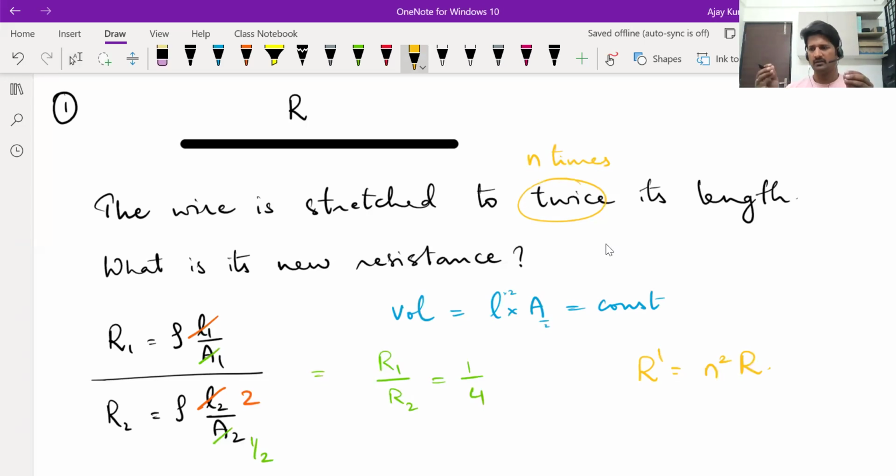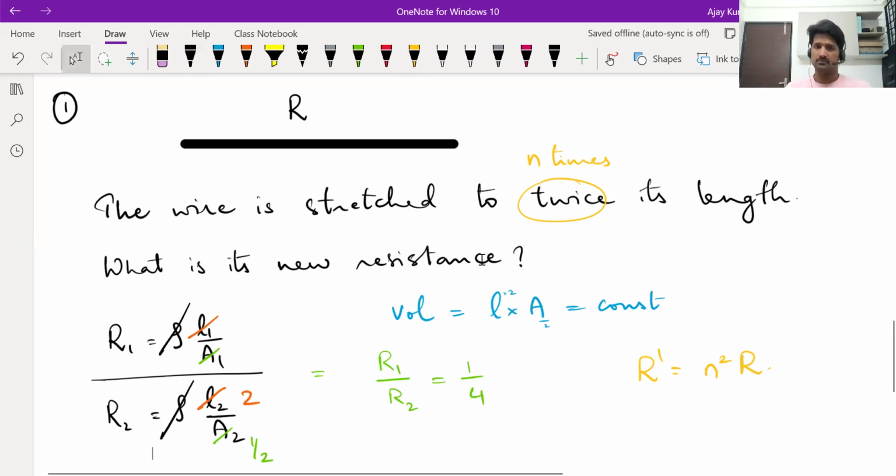Now, when you stretch a wire, the material is not changing and temperature also won't change. So resistivity rho will not change. That will get cancelled. That is also involved here.